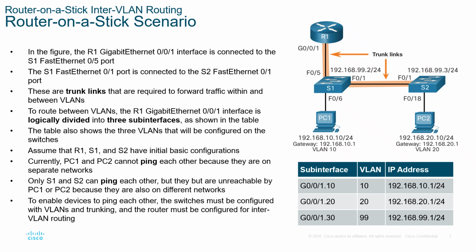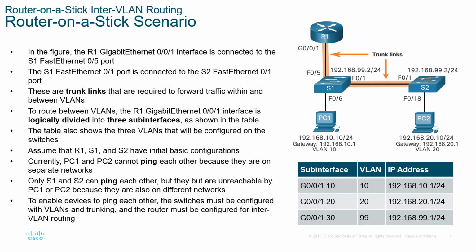So your router on a stick kind of looks like this. G0/0/1 is connected to the S1 Fast Ethernet 0/5 port. That is a trunk link. That is going to be used to pass traffic. The S1 Fast 0/1 port is connected to S2 Fast 0/1 port, which is also a trunk link. So these are trunk links that are required to forward traffic within and between VLANs. To route between VLANs, the R1 gigabit interface is logically divided into 3 sub-interfaces. One for VLAN 10, one for VLAN 20, and one for VLAN 99.